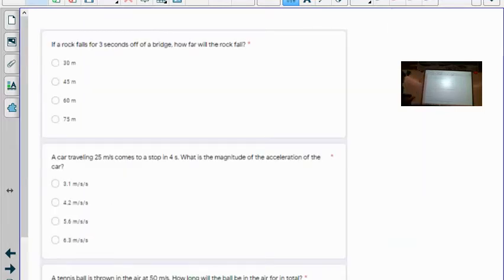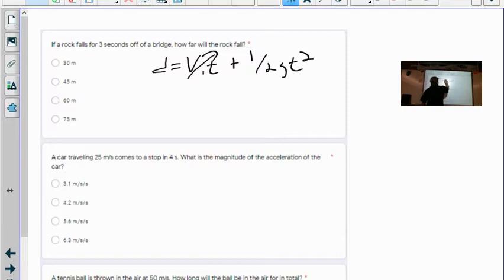A rock falls for 3 seconds off a bridge. How far will it fall? So distance equals Vi t plus 1/2 g t squared. Vi is 0 since it fell. So I'm going to have 1/2 g t squared. So 1/2 times 10 times 3 squared. 3 squared is 9. 9 times 10 is 90. Half of 90 is 45.